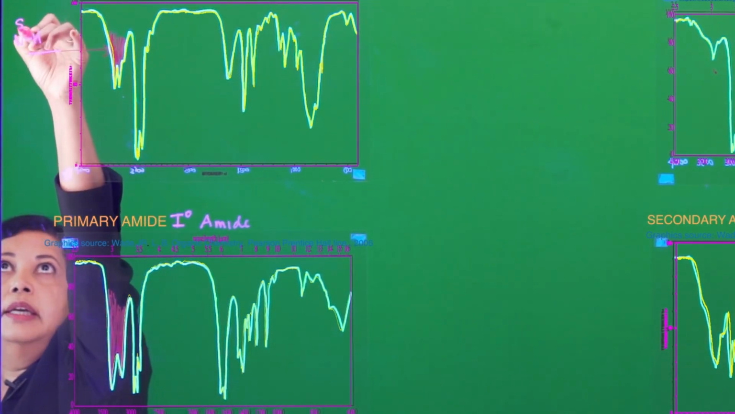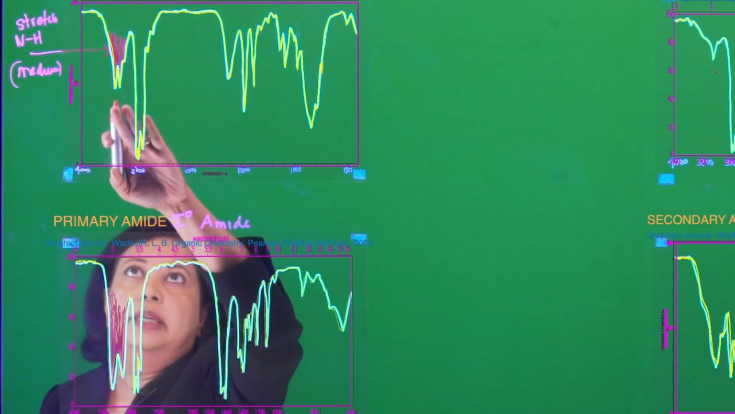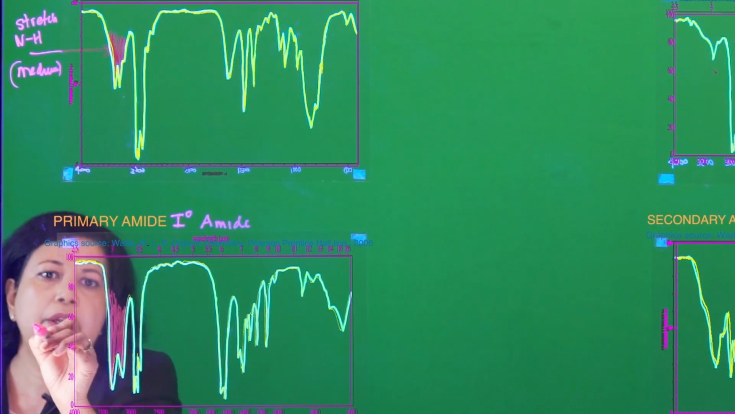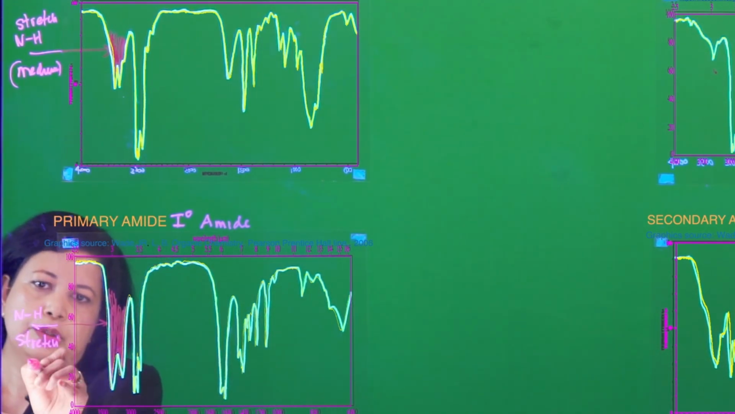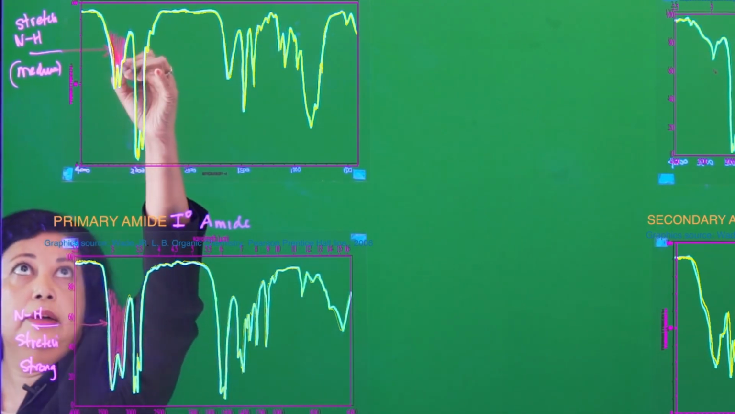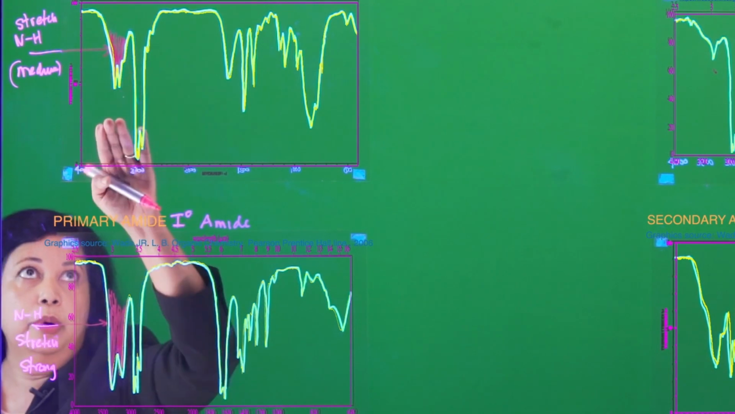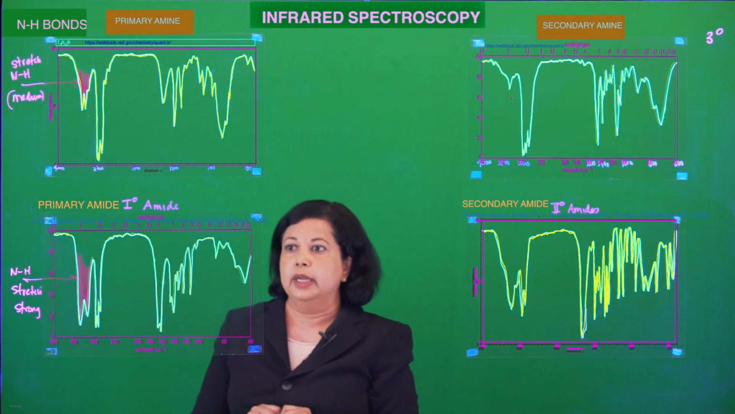NH stretch medium. That means it doesn't come all the way down, somewhere in the middle. Here the NH stretch is strong. Now, if you had an aromatic amine, it might go a little further down here, okay, because that's also in conjugation with the ring.